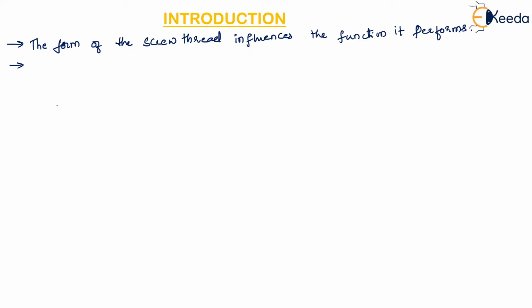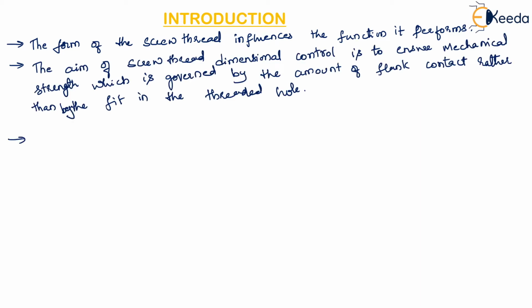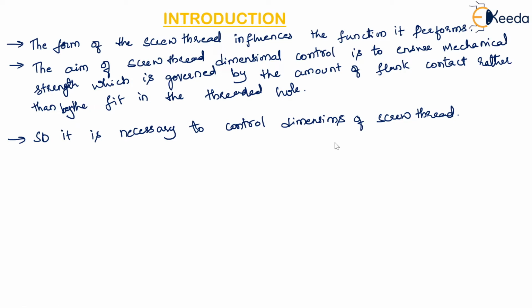The aim of screw thread dimensional control is to ensure mechanical strength, which is governed by the amount of flank contact rather than by the fit in the threaded hole. So we have to control the dimensions of the screw thread to ensure mechanical strength, and this mechanical strength is judged by the amount of flank contact rather than by the fit in the threaded hole. So this is all about screw thread introduction.